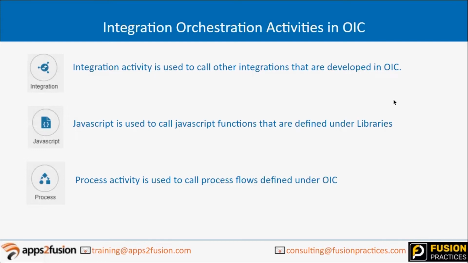Now, process activity is if you have defined any process flows inside your OIC, and you want to call that process flow inside your integration. For example, when your integration is running and it gets stuck, if you want the developer to log into the process flow and input some value, you can do all these kinds of operation specific design.